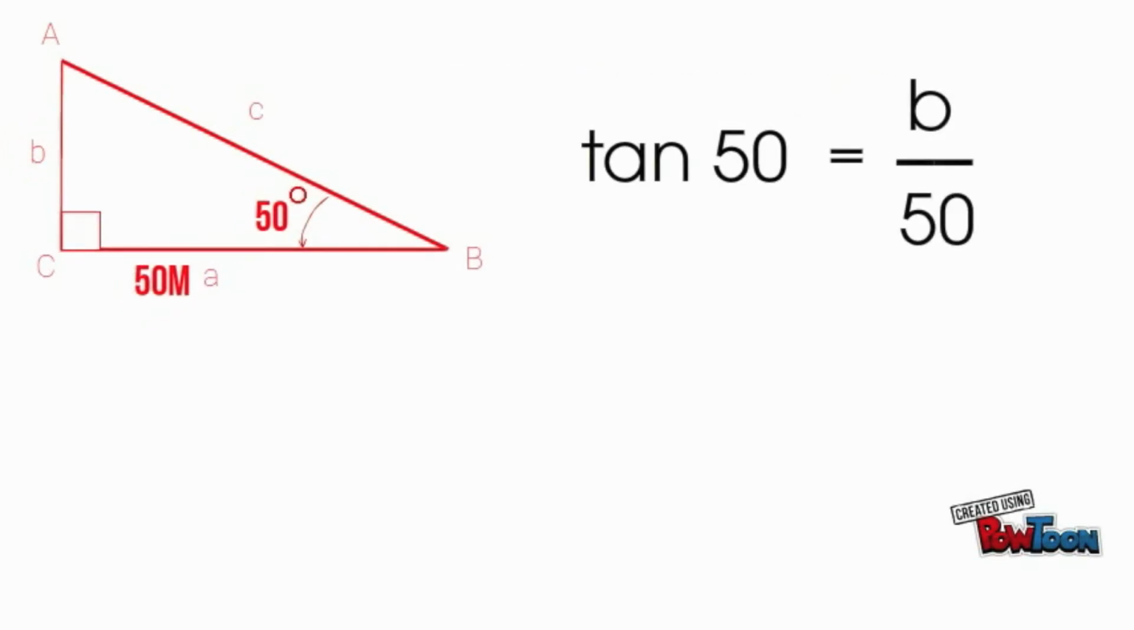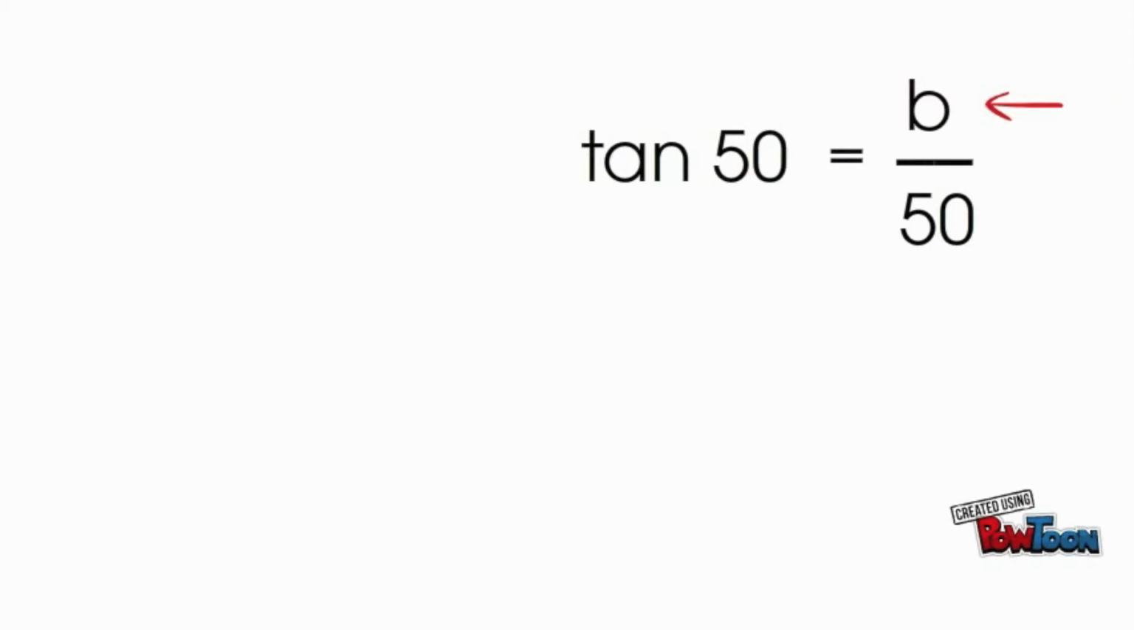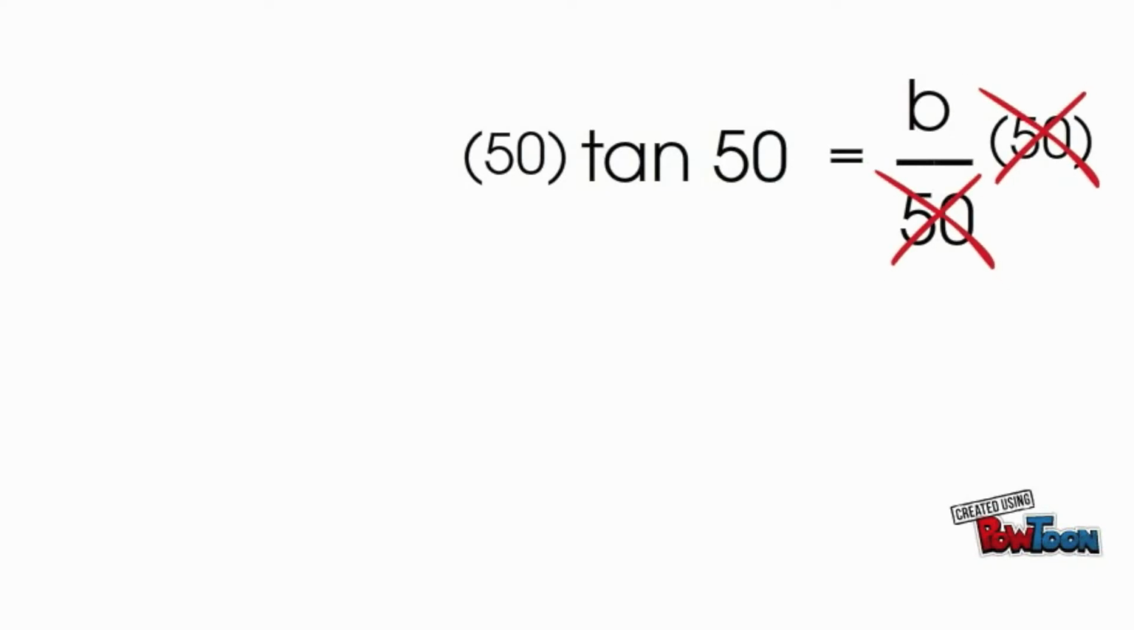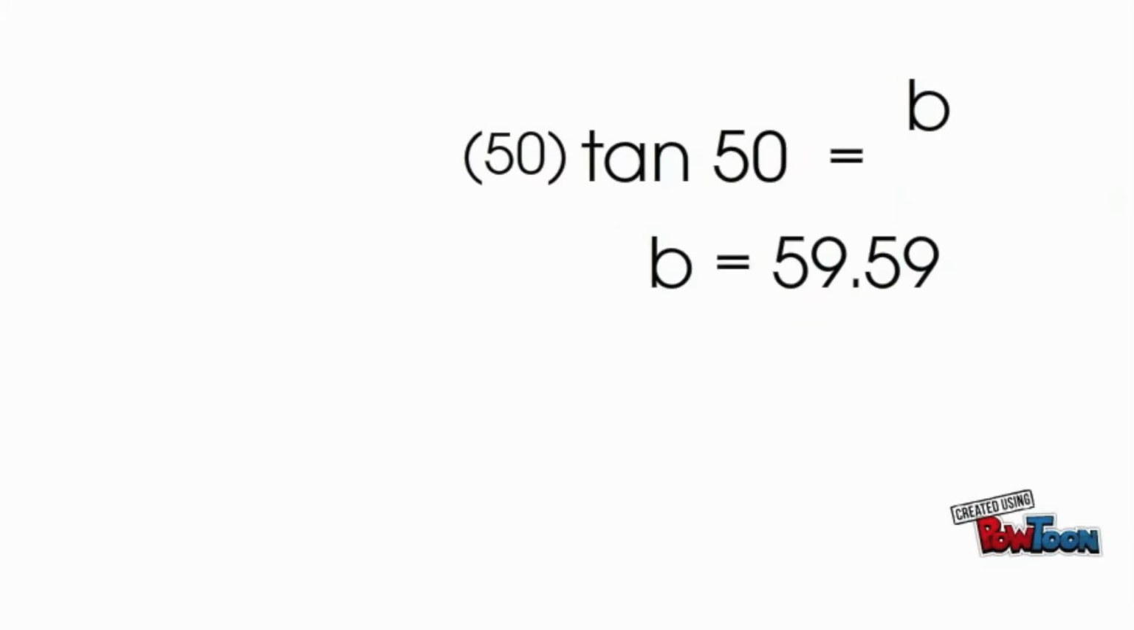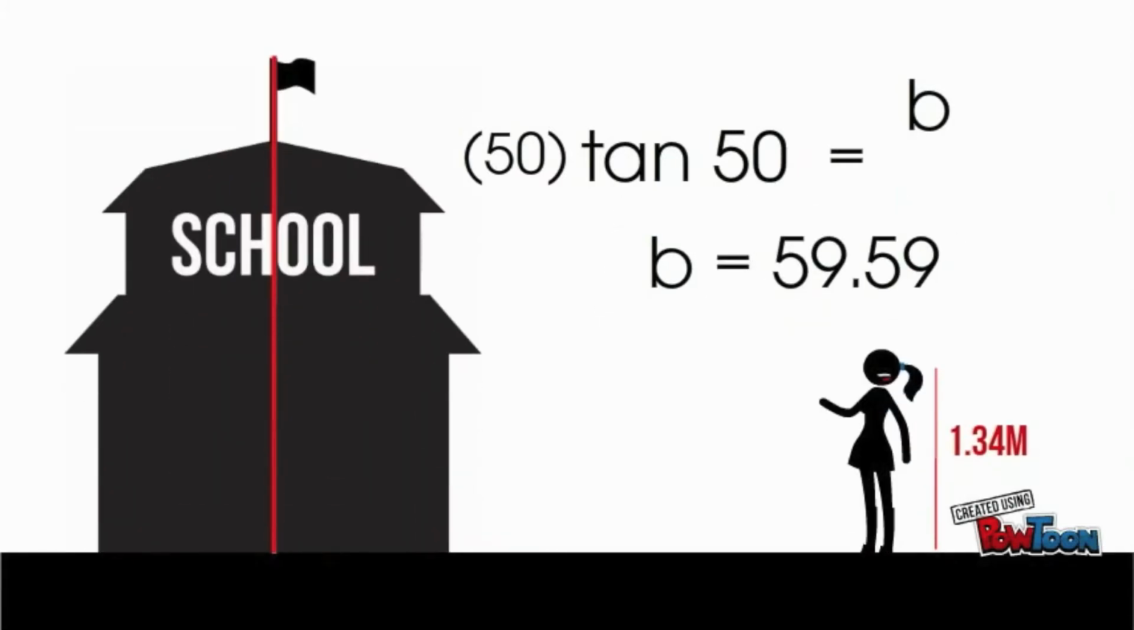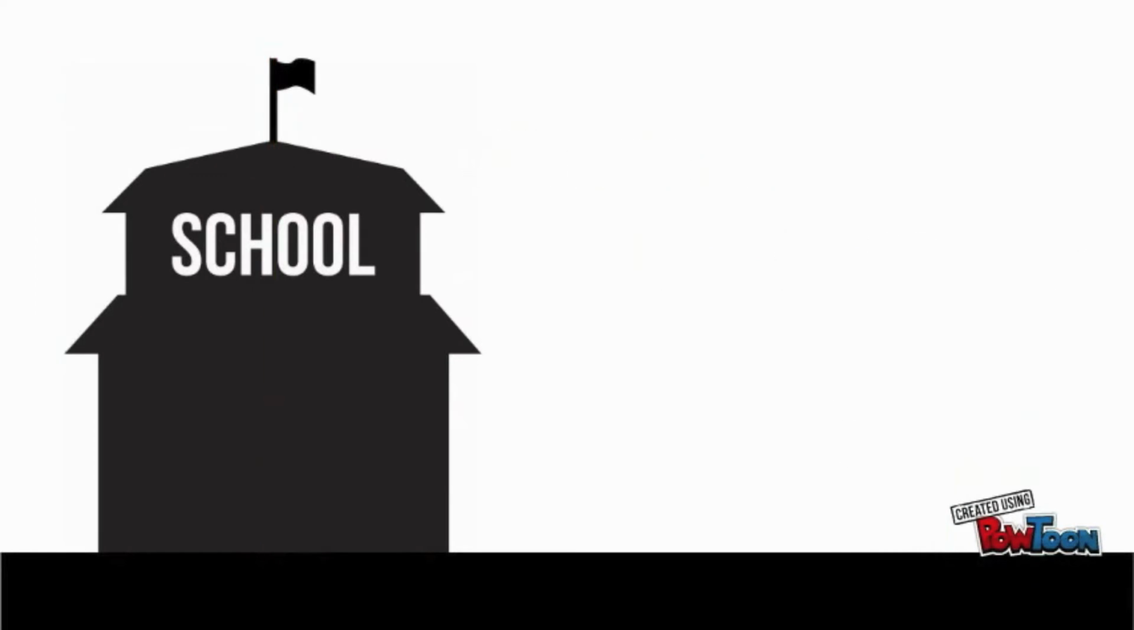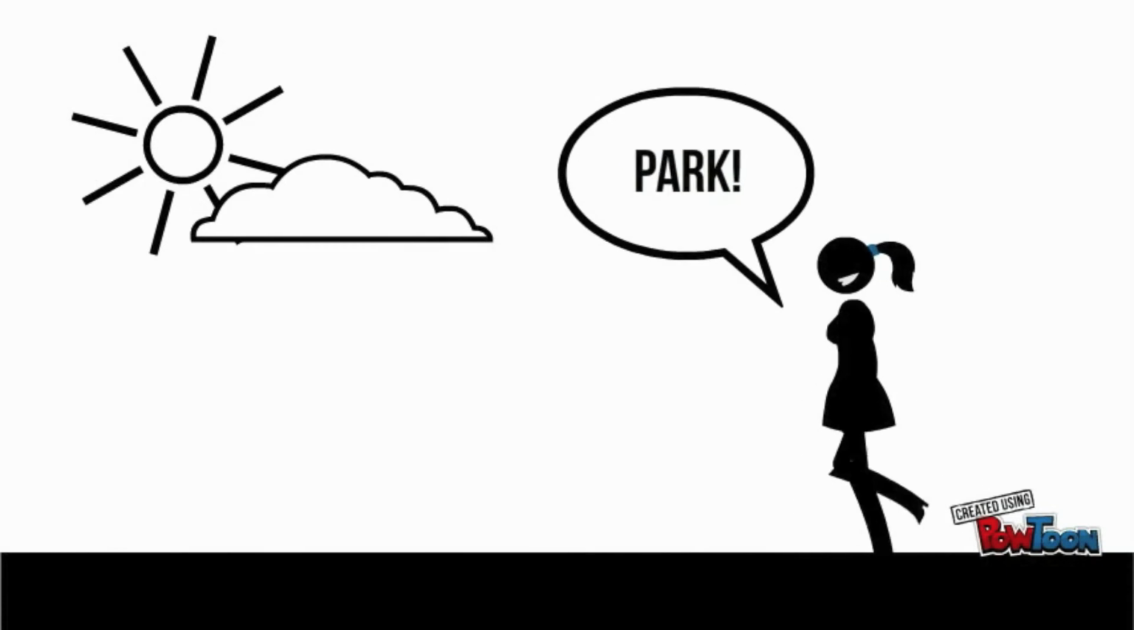Now this is the equation that will be formed. To isolate B on one side, multiply both sides by 50 and cancel out 50s on the right side. Now B equals 59.59. 59.59 is only that height. You still need to add your level of eyesight, which is 1.34. So now X, which is the height of the school, is 60.93 meters.